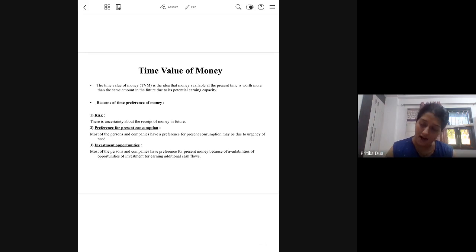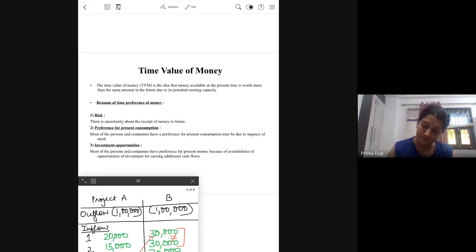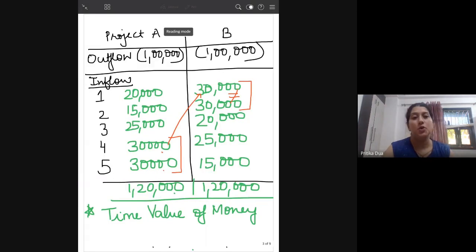So jo humne yahan par example kara tha project A or project B ka, anyone with a sense of finance would prefer project B because it is giving higher cash flows in the initial years.